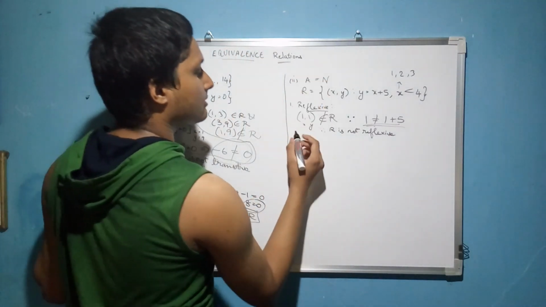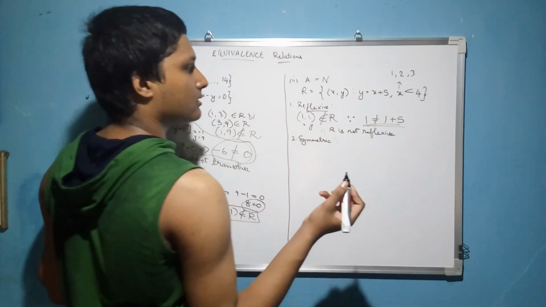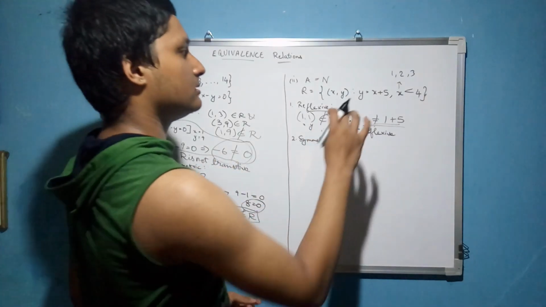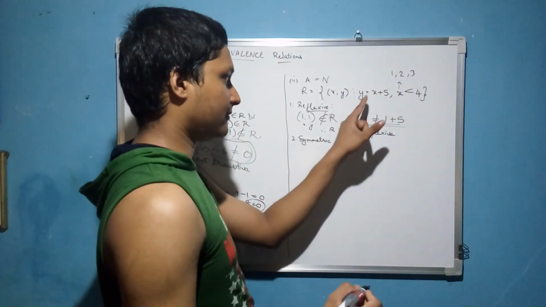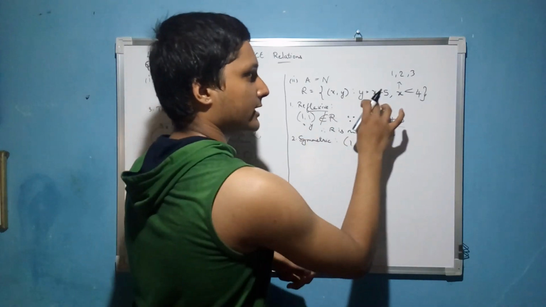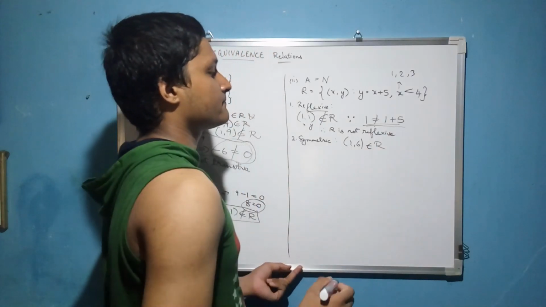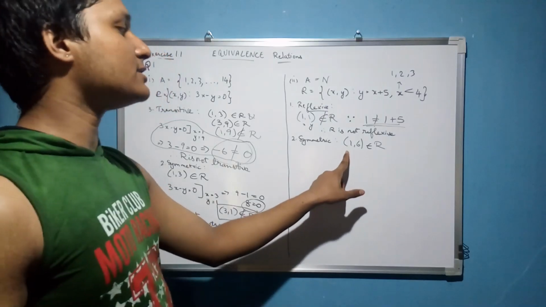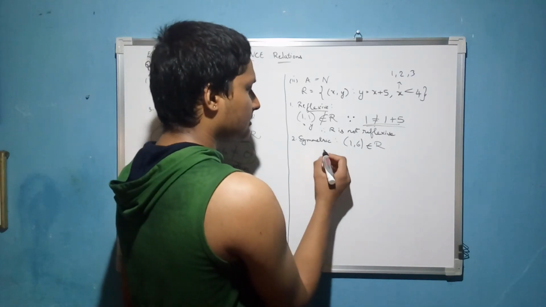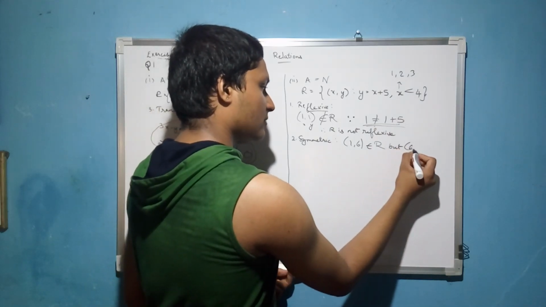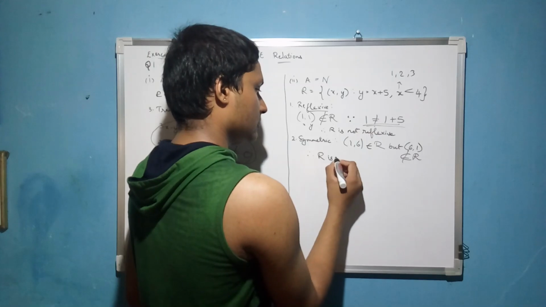Now, let me take symmetric. I'll take some number now. If I apply x as 1, y will be 1 plus 5. See, y is equal to x plus 5, so it is 1 plus 5, that is 6. This belongs to R. Then (6, 1) should belong to R if it is symmetric. Instead of applying, I'll just write that (6, 1) doesn't belong to R. Therefore, R is not symmetric.